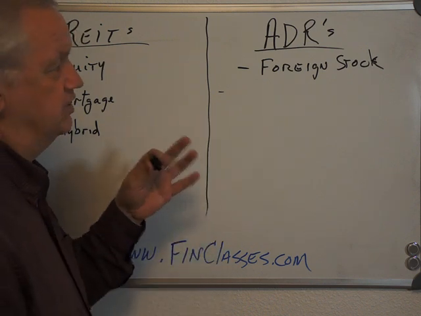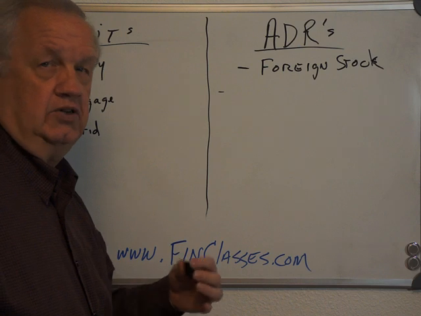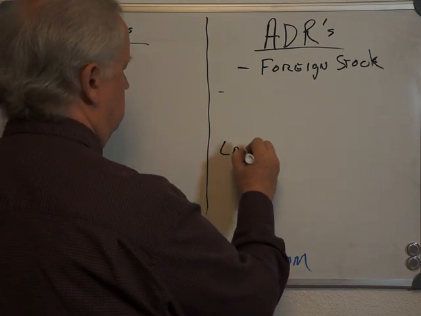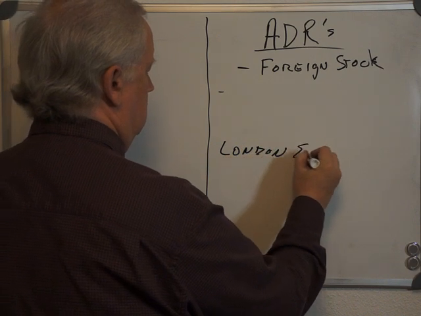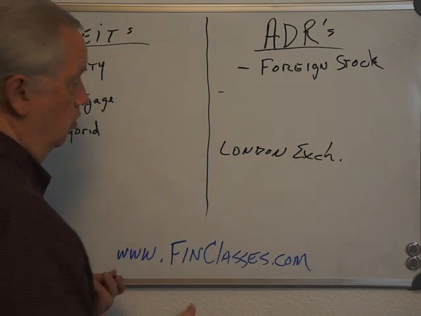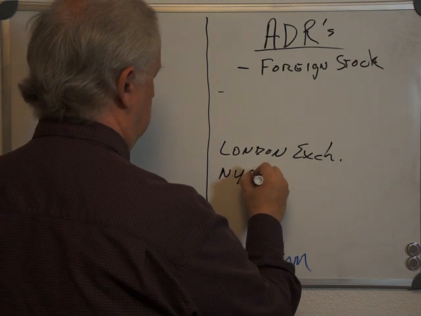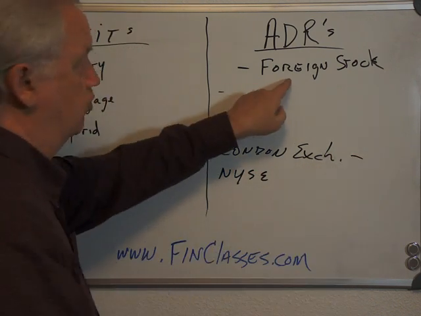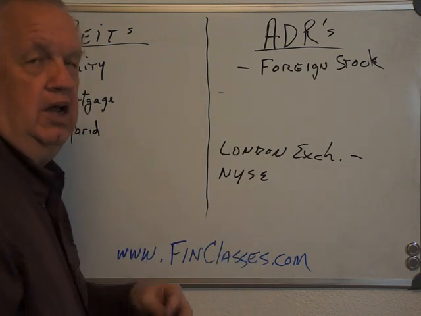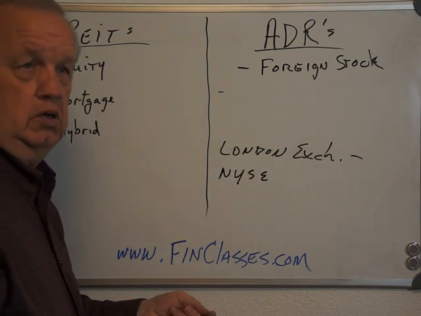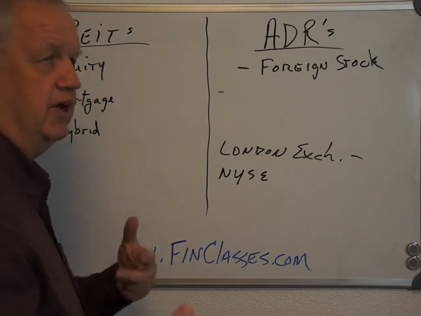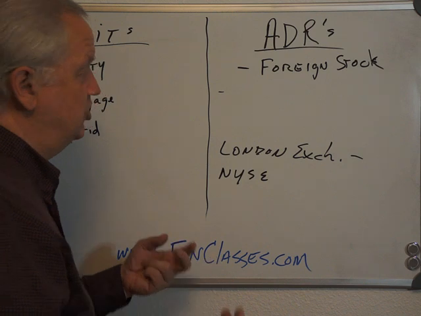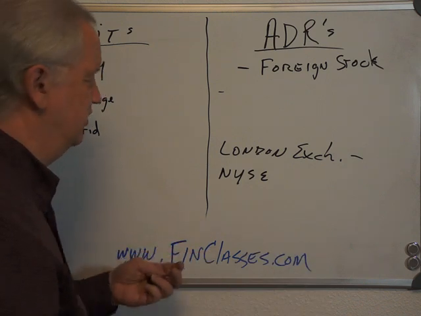But let's say you wanted to invest in Nestle stock. There's a couple ways you can do that. You can buy stock on the London Exchange, or you can go to the New York Stock Exchange. If you go to the London Exchange, you get the foreign stock, the common stock. It costs more to do that. But also, when they pay a dividend, they're going to pay it in euros. So there's going to be exchange concerns and all that stuff.